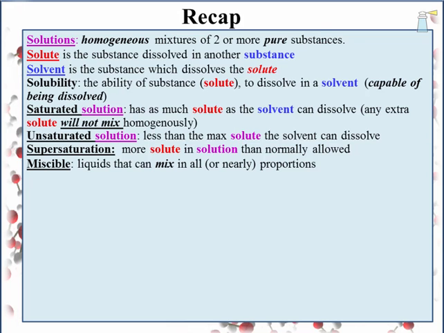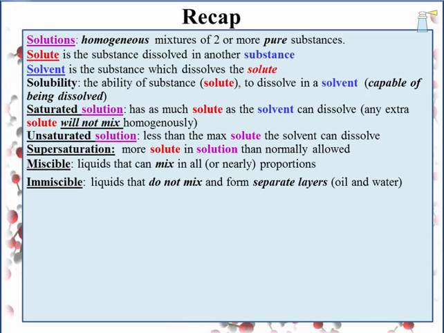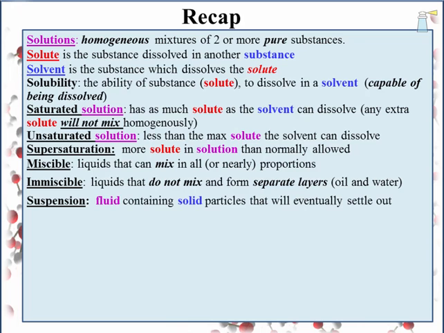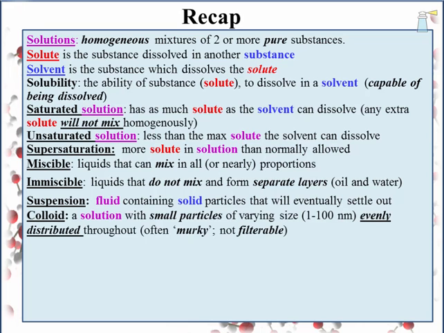The term miscible is used for liquids that can mix in all or nearly all proportions. Small alcohols are miscible in water. Immiscible is for liquids that do not mix completely or form separate layers. Think oil and water. Additional definitions that fall outside of homogeneous mixture include suspension. These are fluids that contain small particles that will eventually settle out. And then there is colloid. It is a solution with small particles of varying size, from 1 to 100 nanometers, that are evenly distributed throughout the solution. Telltale signs are a murky solution that does not filter well.